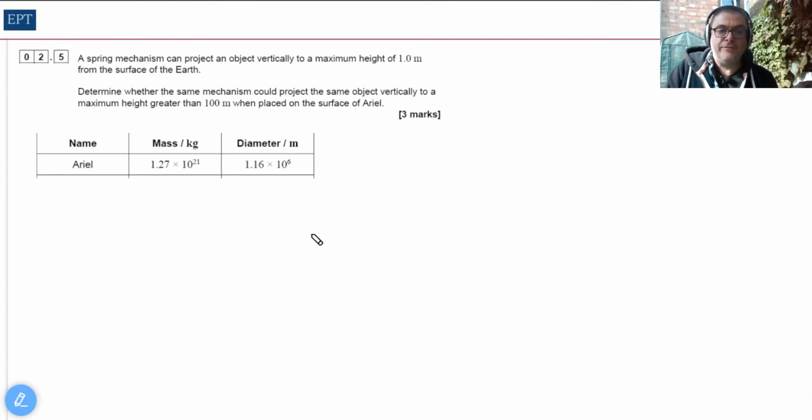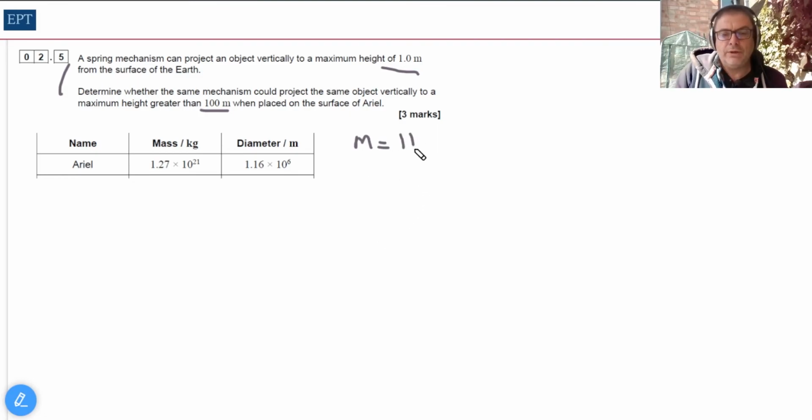Question 2.5 asks us to consider a spring mechanism on Earth which is firing an object up to a height of 1 meter, and then taking the same spring and the same object, same mechanism, all of it, off to the surface of the moon Ariel and seeing if we can get higher than 100 meters. Well, we're not given any sort of mass here, but what we are told is it's the same object. So let's make it the unit mass object, or the test mass object. So we'll let m equal 1 kilogram.